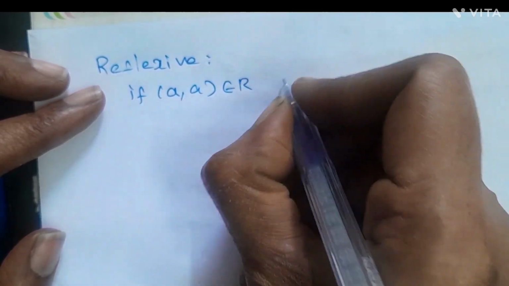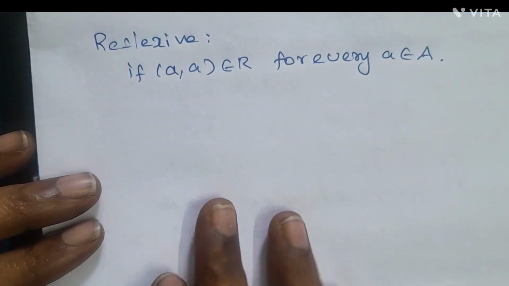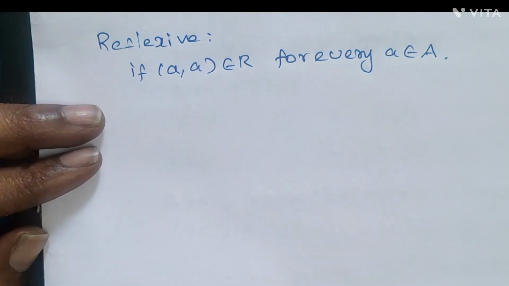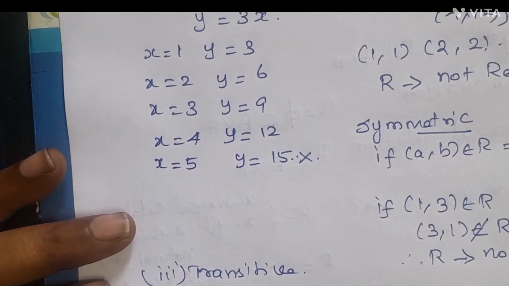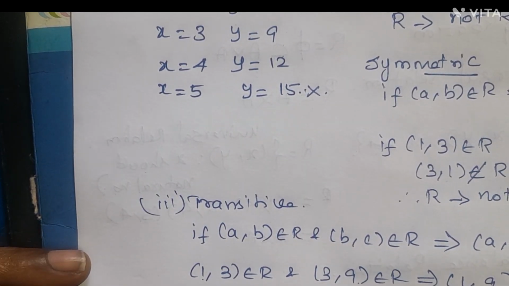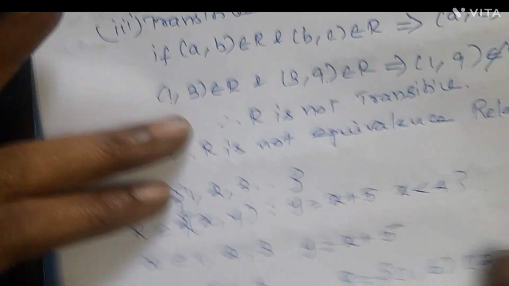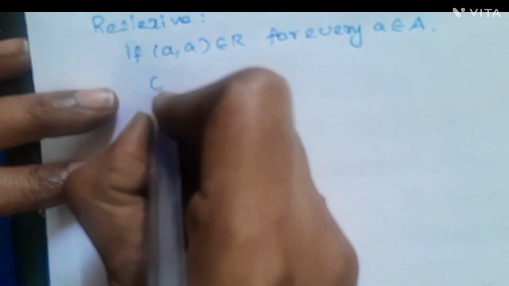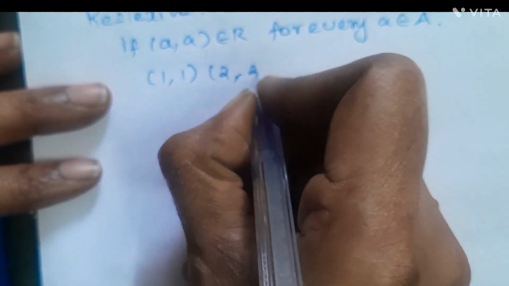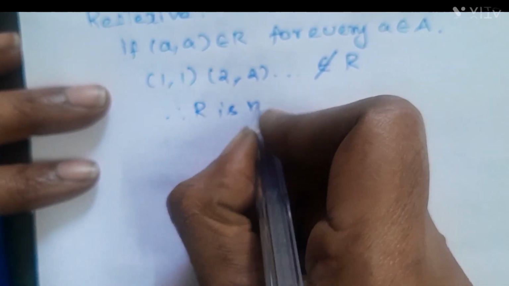First we have to check reflexive. We know the condition is if the ordered pair (a, a) belongs to capital R for every a belongs to capital A. For every element in A, (1, 1) is not present, (2, 2) is not present, (3, 3) is not present in our relation. So R is not reflexive.